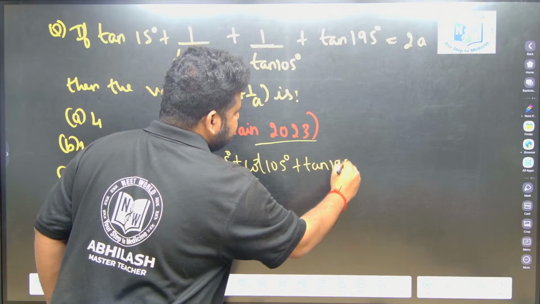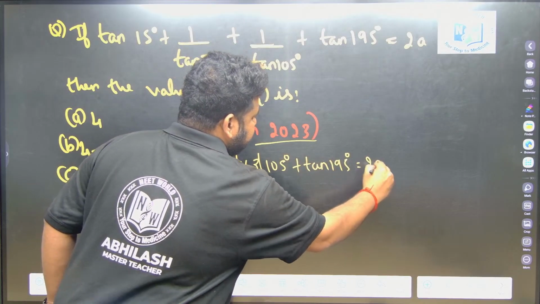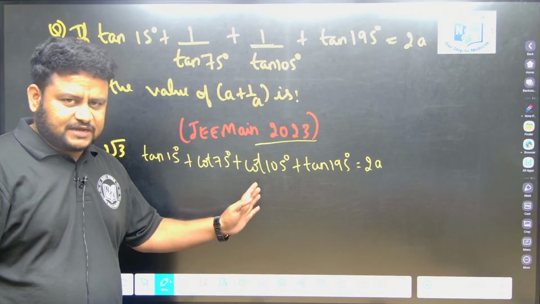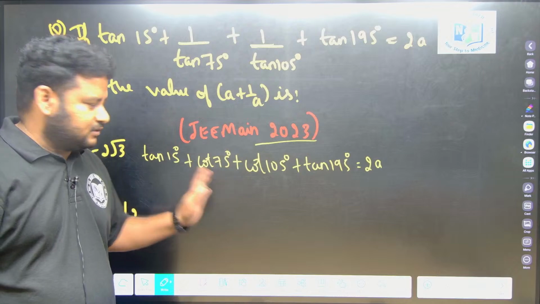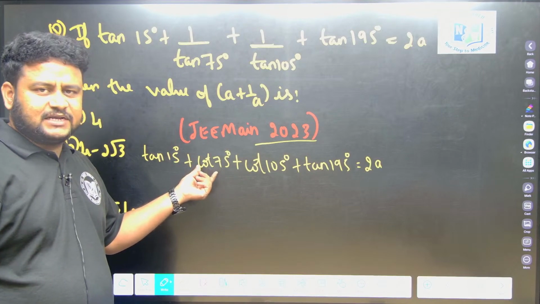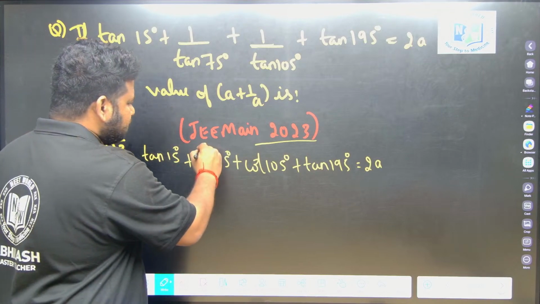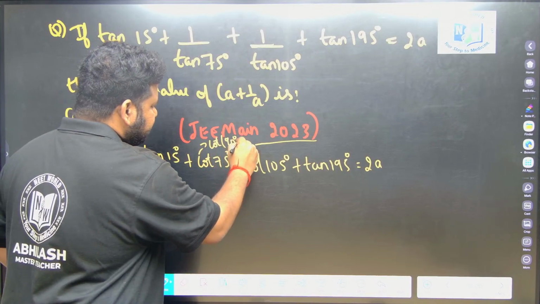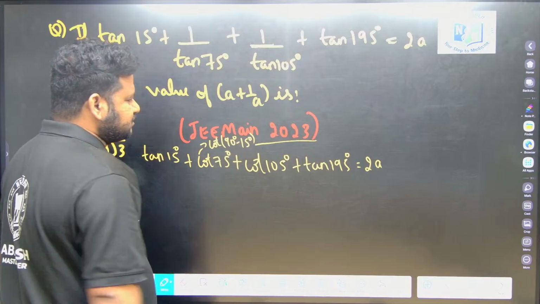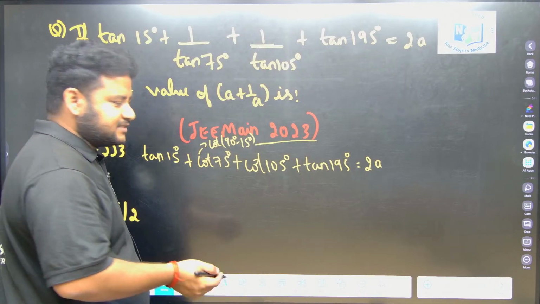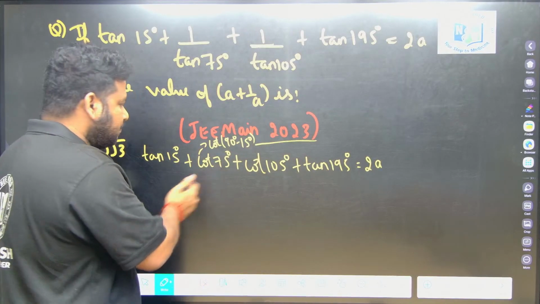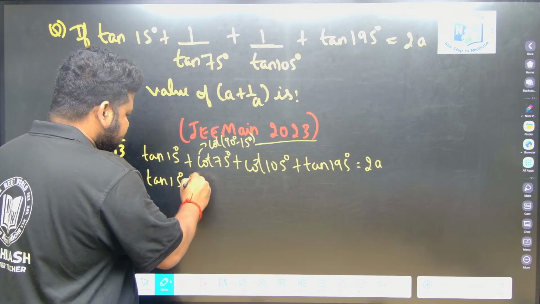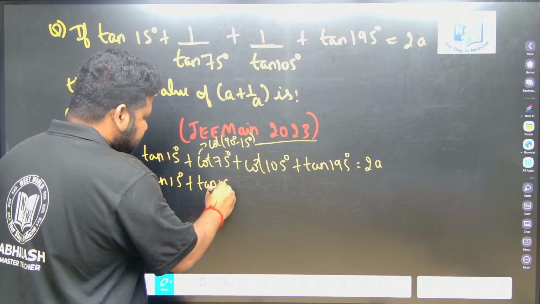This is equal to 2 times A. Now see here, let me write everything in terms of tan. So cot 75 can be written as cot 90 minus 15. Cot 90 minus theta is tan theta, that is what I am writing, complementary angles. So tan 15 degree, first quadrant all are positive, so this will be tan 15 degree.